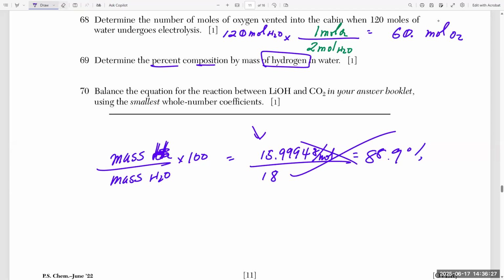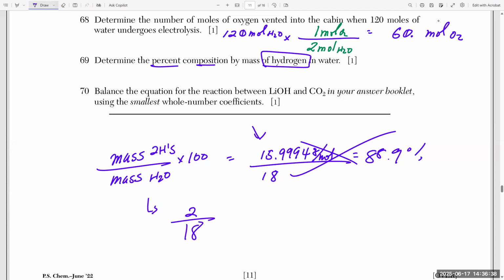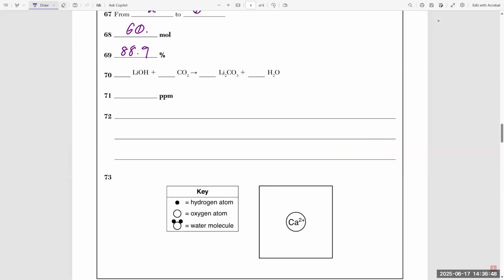Or not H2, but two H's, right? Because there's two H's in water. So the correct way is actually 2/18 times 100, right? 2 divided by 18 gives me 11.1%. So that's the correct answer, 11.1%. I could have actually taken 100 and subtracted 88.9. I would have gotten the same thing.